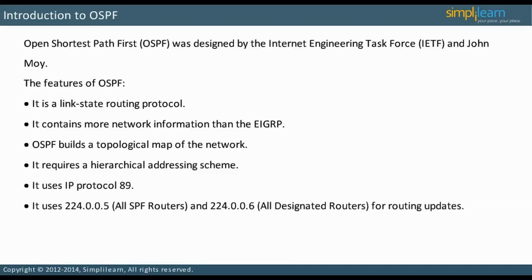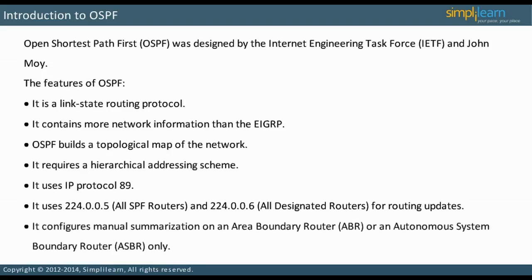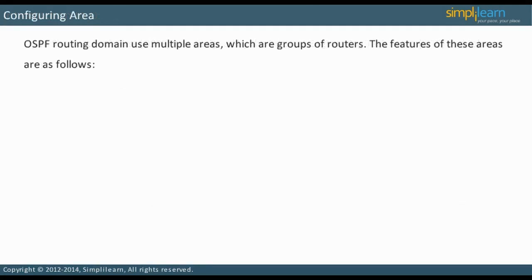OSPF uses 224.0.0.5, all SPF routers, and 224.0.0.6, all designated routers for routing updates. Manual summarization can be configured on an Area Boundary Router, ABR, or an Autonomous System Boundary Router, ASBR, only. This compares to EIGRP, where manual summarization can be configured on any router interface. Let us configure OSPF in the next slide.